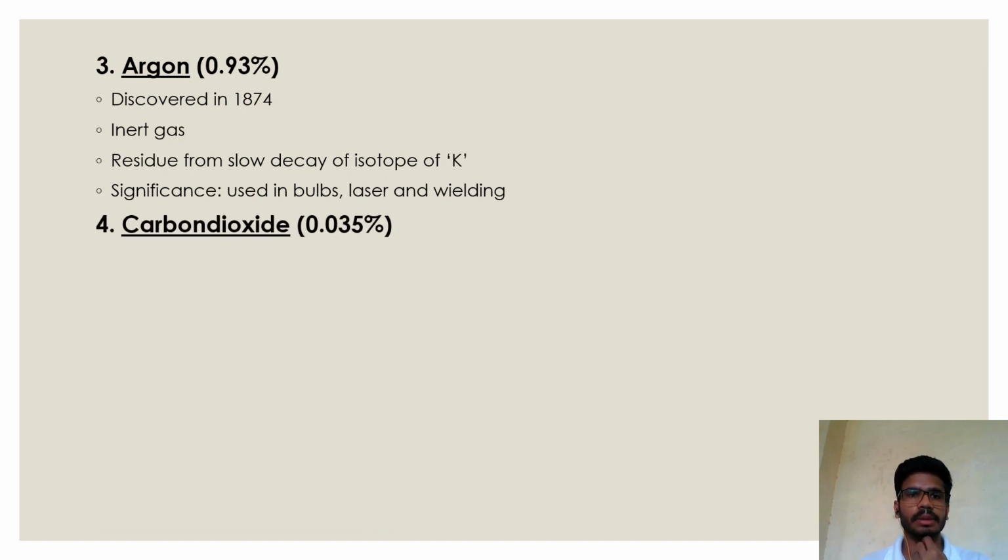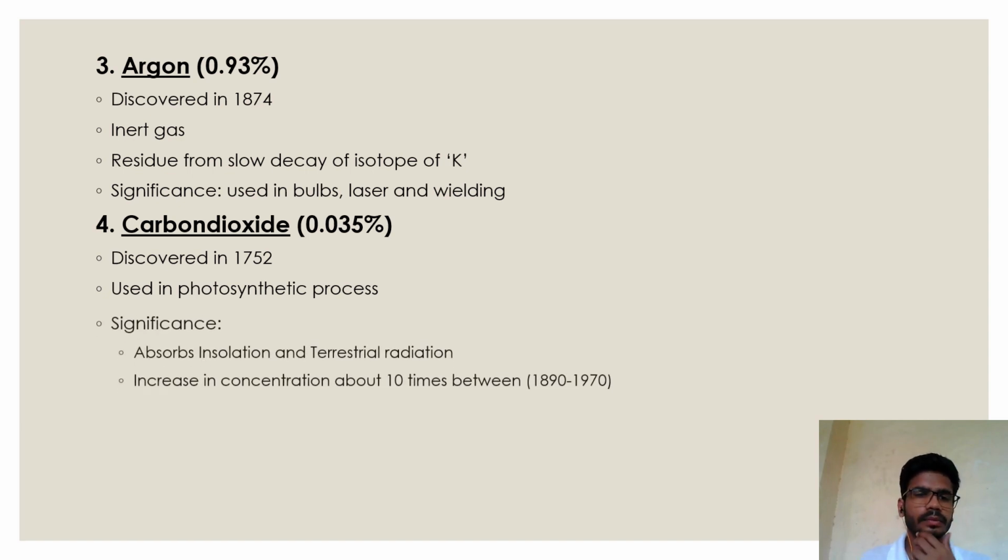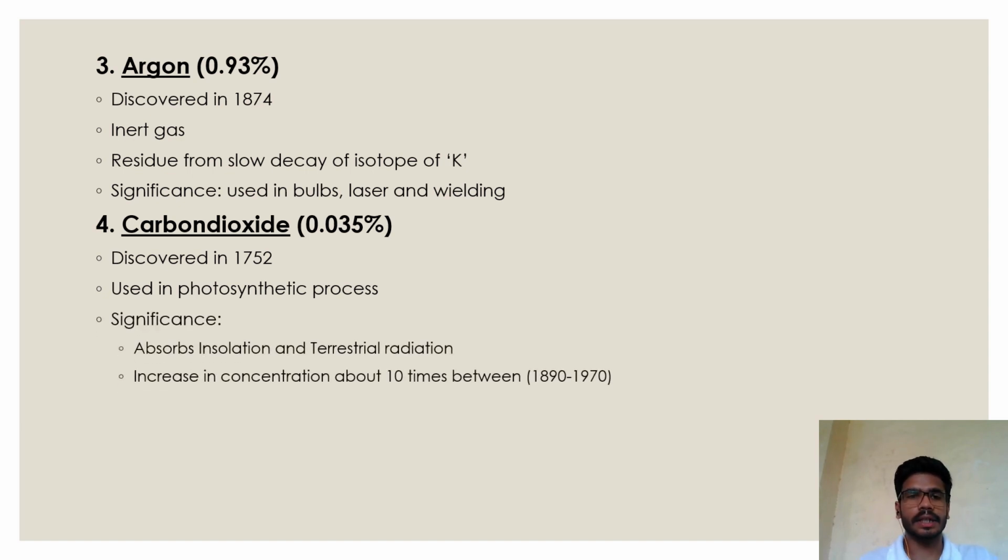The next one would be carbon dioxide. Carbon dioxide comprises 0.035% of the atmosphere. It was discovered in 1752, and it is used in the photosynthetic process. So this is the most important application of carbon dioxide, because it acts as a carbon sink. Okay, and carbon dioxide is a variable gas, so its proportion changes in the atmosphere over a period of time.